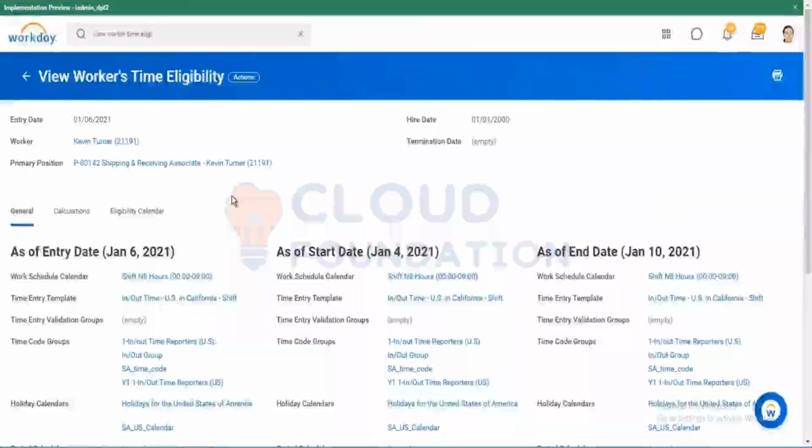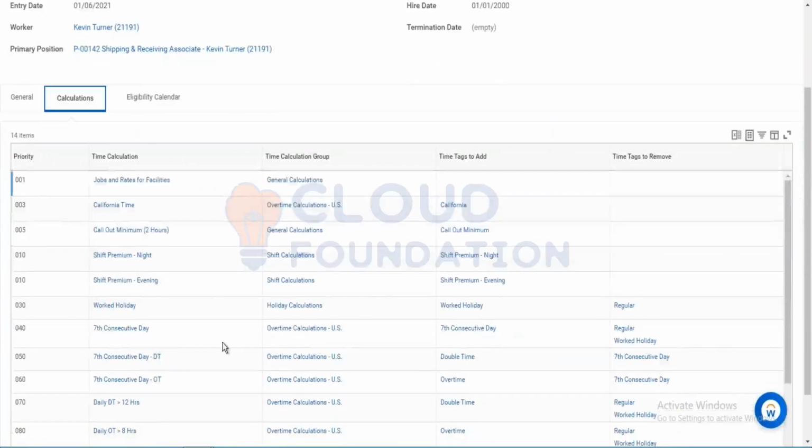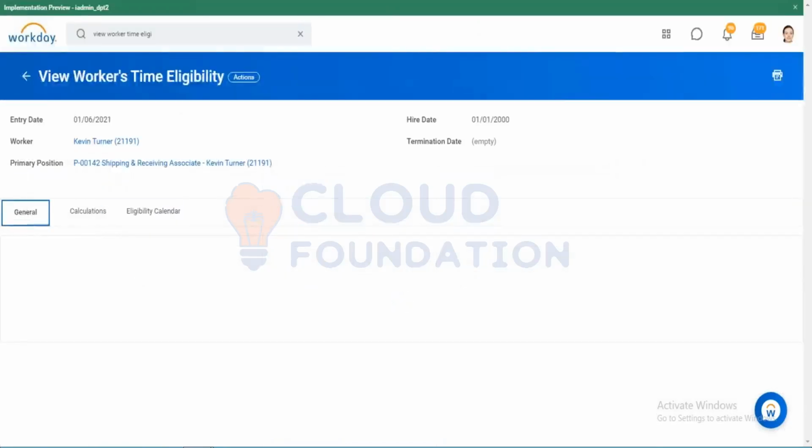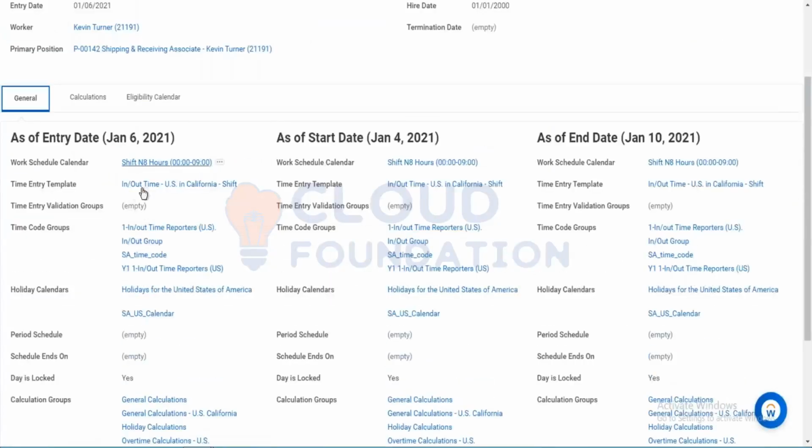After that, the worker is eligible for double time, shift differential, and overtime. How those calculations are running, those calculations also get attached with the calculation tab. These are our 8th or 9th day topics, calculations. But yes, he is eligible for these calculations. You just need to remember that this is a very powerful tool.